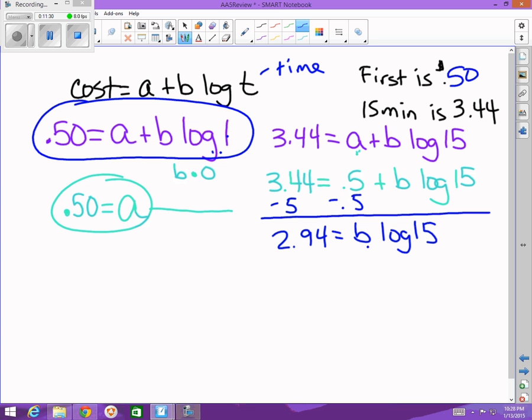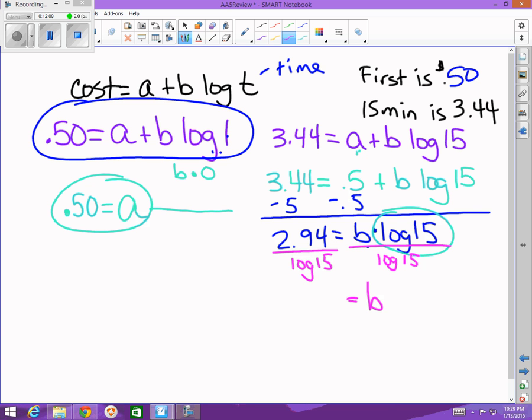Now the operation in between b and log 15 is multiplication. Understand that log 15 is just a number. And that number is like 1.176091259. Don't really care about that. So we're going to try to solve for b, so we have to divide by log 15 on this side and divide by log 15 on this side. So then we will get b is equal to 2.94 divided by log 15.